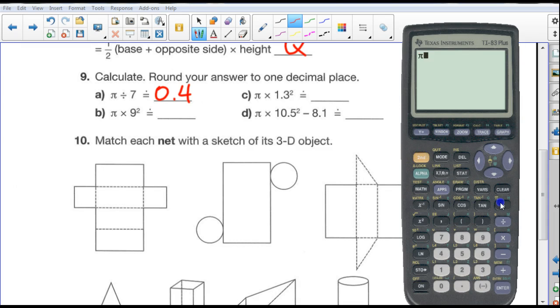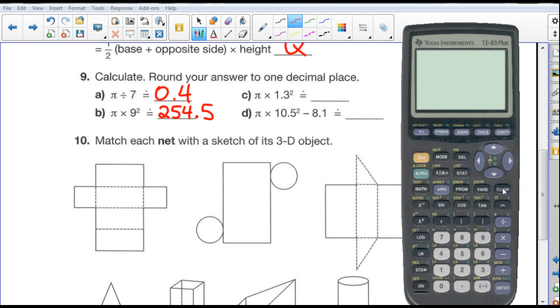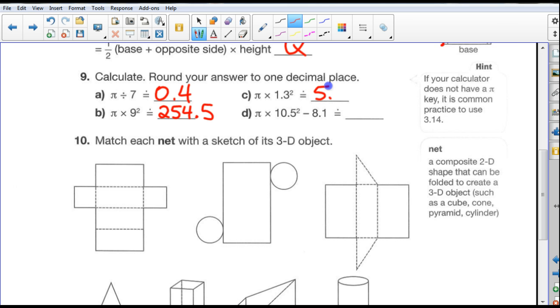Pi times 9 squared, well, that's the same as pi times 9 times 9. So I'll take my second function pi, I'll multiply it by 9, and I'm going to hit my squared button right there. Pi times 9 squared is equal to 254.46. I've got decimal 46. My second digit is a 6. It's larger than a 5. I'm going to round up, so it's going to be 254.5. Pi times 1.3 squared. Okay, let's do second function pi. Multiply that by 1.3 squared. And I get 5.309, so it just rounds to 5.3.